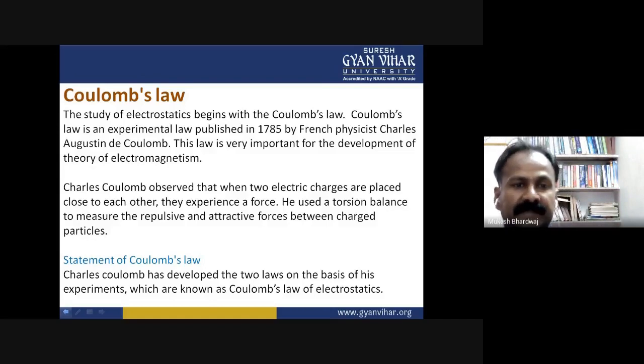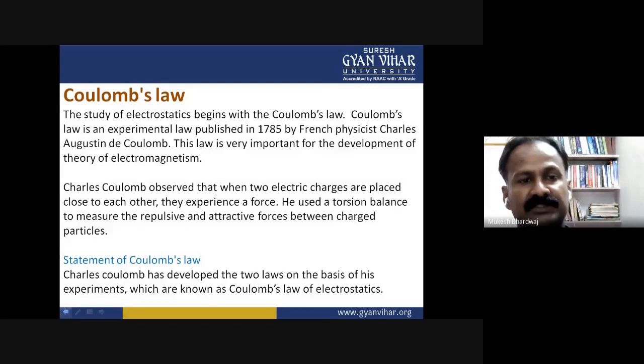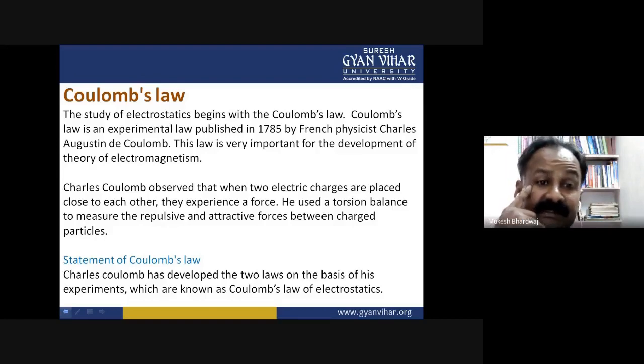Yes, the study of electrostatics begins with Coulomb's law. Coulomb's law is an experimental law published in 1785 by French physicist Charles Augustin de Coulomb. This law is very important for the development of the theory of electromagnetism. Charles Coulomb observed that when two electric charges are placed close to each other, they experience a force. He used a torsion balance to measure the repulsive and attractive force between the charged particles.